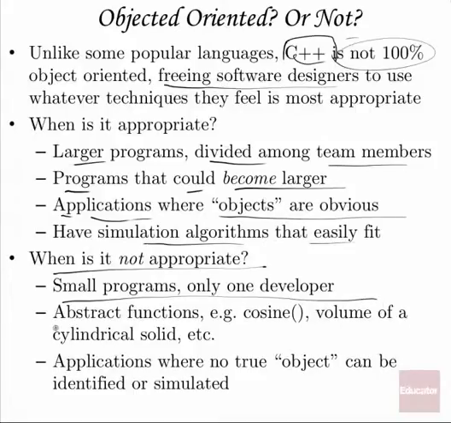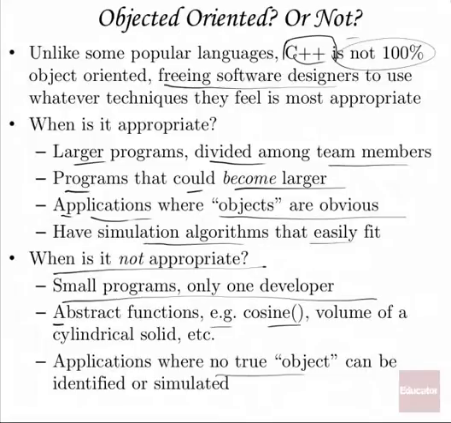Abstract functions, for example, cosine, the volume of a cylindrical solid. That's a stupid idea to make into an object. There's nothing objectable about cosine. The volume of a cylinder is the area of the top multiplied by the height. And it doesn't matter whether that's a water tower or the gas tank in your car. So it's applications where no true object can be identified or simulated.